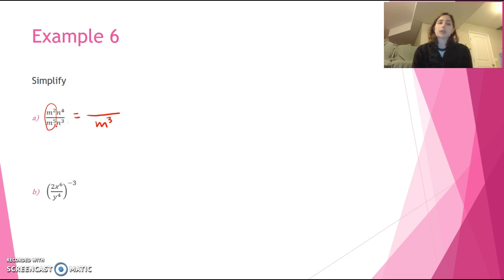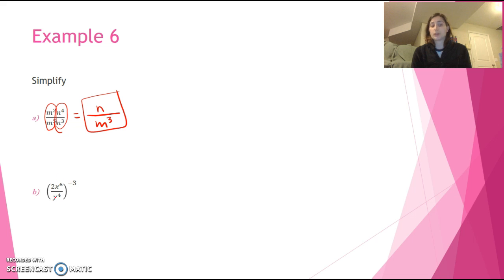And then I'm going to look at my n's. Now, 4 is bigger than 3, which means n is going to be located in the numerator. And then 4 minus 3 is 1. And so you can either put the 1, you don't have to put the 1. Remember, 1's one of those invisible ones. Now that these are two different bases, this is my answer, because I can't do anything once they're different bases.